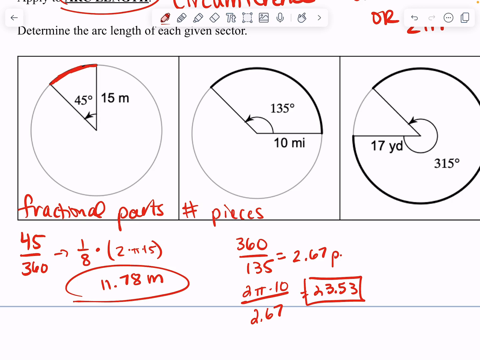So hopefully you recognize that area of a sector and arc length almost go hand in hand. The only difference here is which formula we're starting with. Are we starting with area? Or are we starting with circumference? If at any point during this I lost you or it was very confusing, please do not hesitate to reach out.